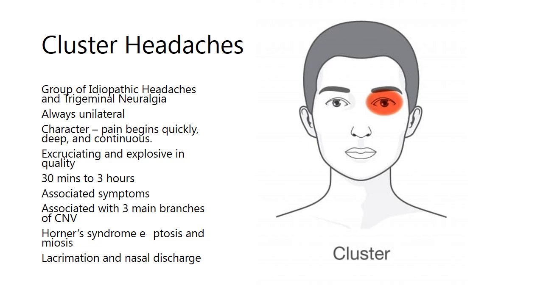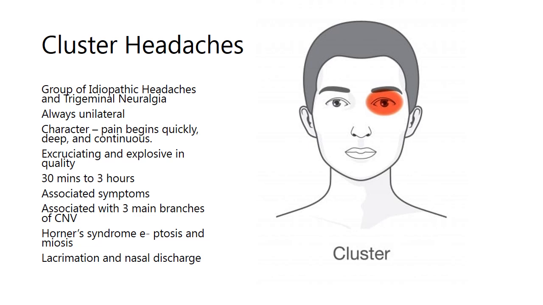They may have lacrimation or nasal congestion or rhinorrhea, so a runny nose. They may have forehead sweating or facial sweating. And you can see on this list it mentions Horner's syndrome, which is ptosis and meiosis. So Horner's syndrome includes ptosis, which is the drooping of the upper eyelid, and meiosis, which is excessive constriction of the pupil.